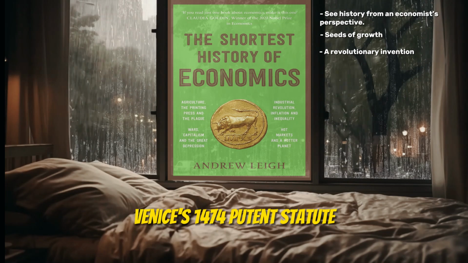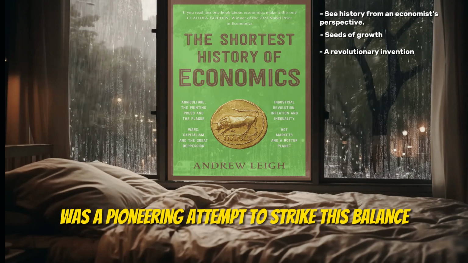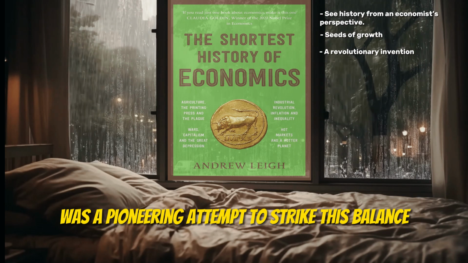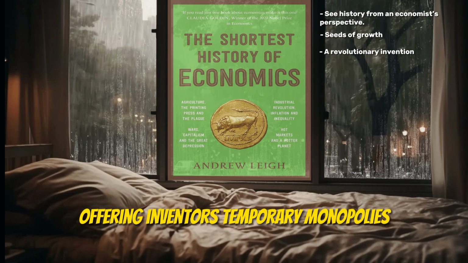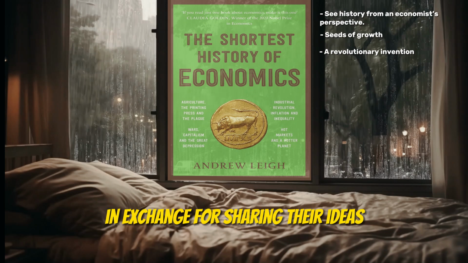Venice's 1474 patent statute was a pioneering attempt to strike this balance, offering inventors temporary monopolies in exchange for sharing their ideas.